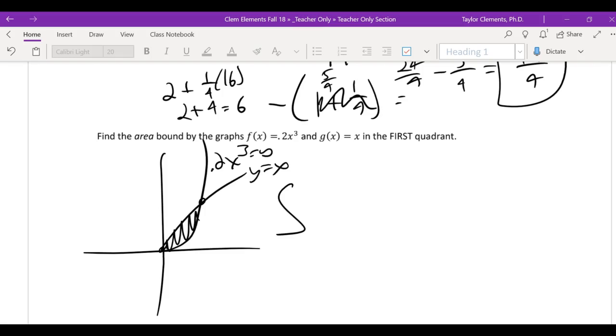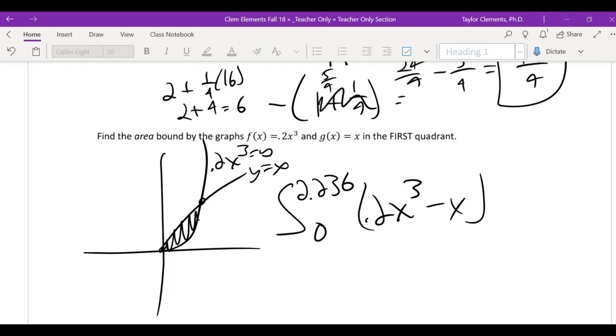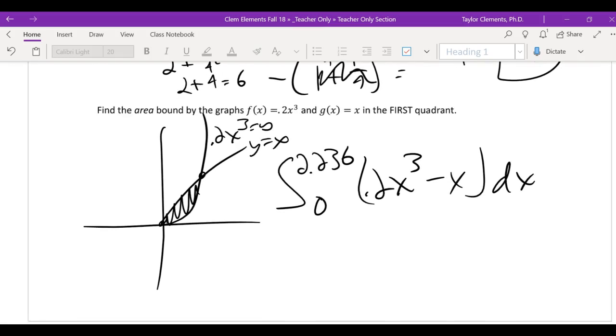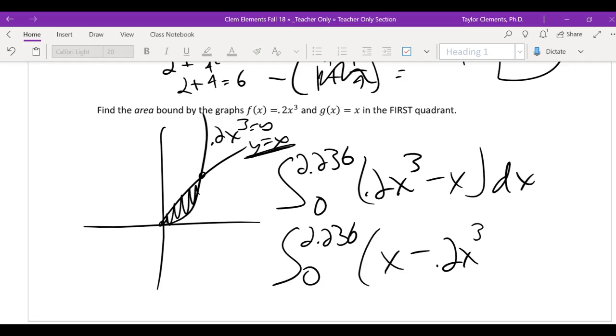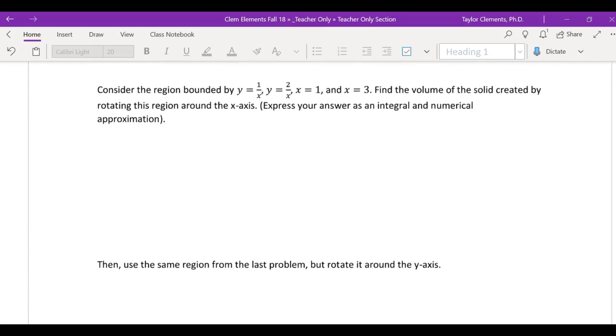And it's dx. So this is from 0 to 2.236. Top is 0.2x cubed minus the bottom of just x, and that's dx. All right, so I just threw it in the calculator. Glad I checked it. I messed up. This is the top function right here, so let me just switch that real quick. From 0 to 2.236, it's x minus 0.2x cubed, because the other one got me a negative number. So I'm glad I went back and checked that.